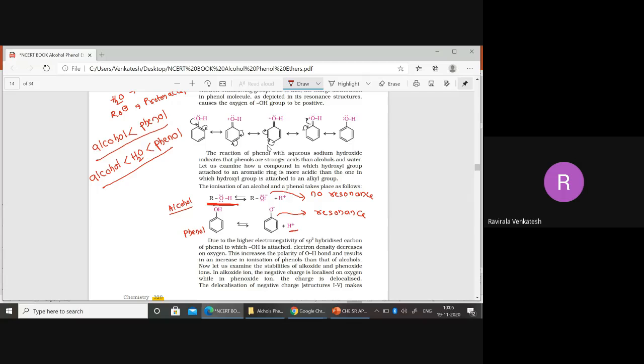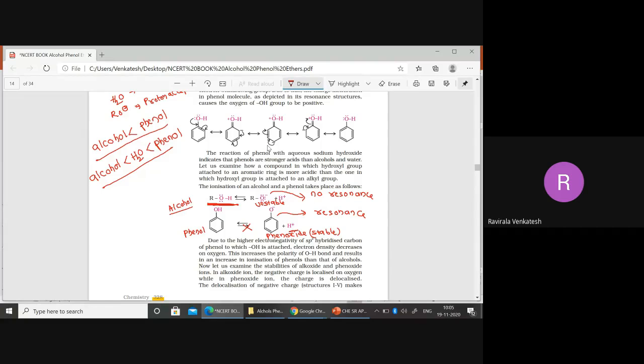Alcohols are less acidic than the phenol because in alcohol, the formed alkoxide cannot form resonance structures, but in phenol, the formed phenoxide will form resonance structures. Because of resonance, it is stable, and the backward reaction cannot take place. But the alkoxide is highly unstable. Why is it unstable? No resonance. So according to 11th class, whichever has resonance structures is stable.